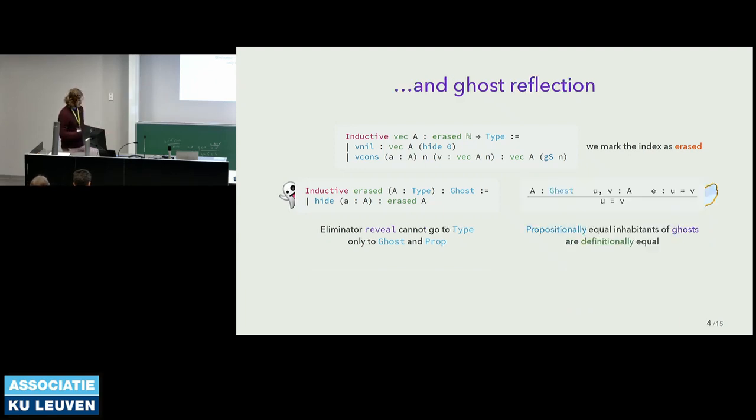And then I want to have a limited form of reflection, which makes things work, which is to say that whenever two ghost values are equal, then roughly speaking, they're convertible, or definitionally equal.